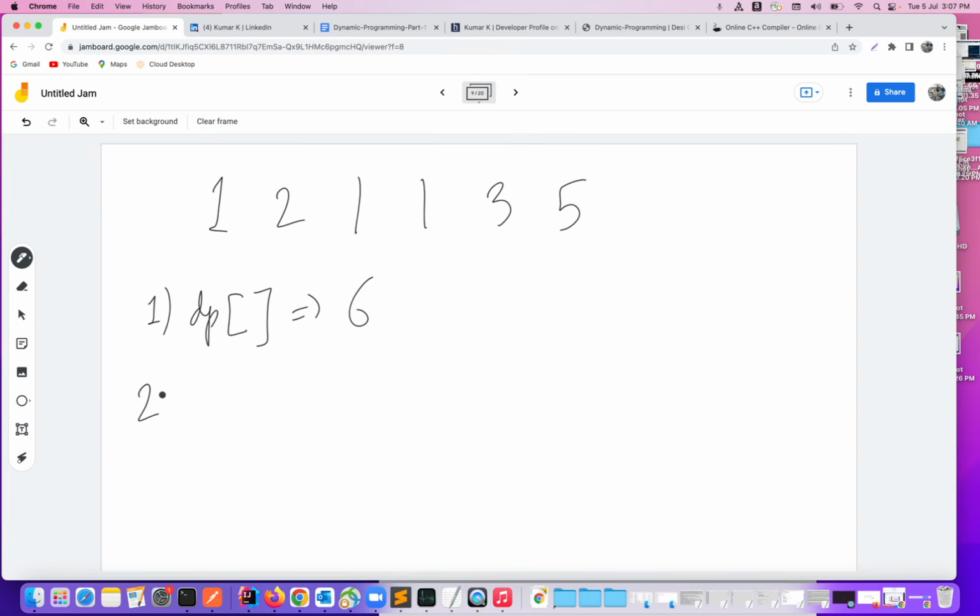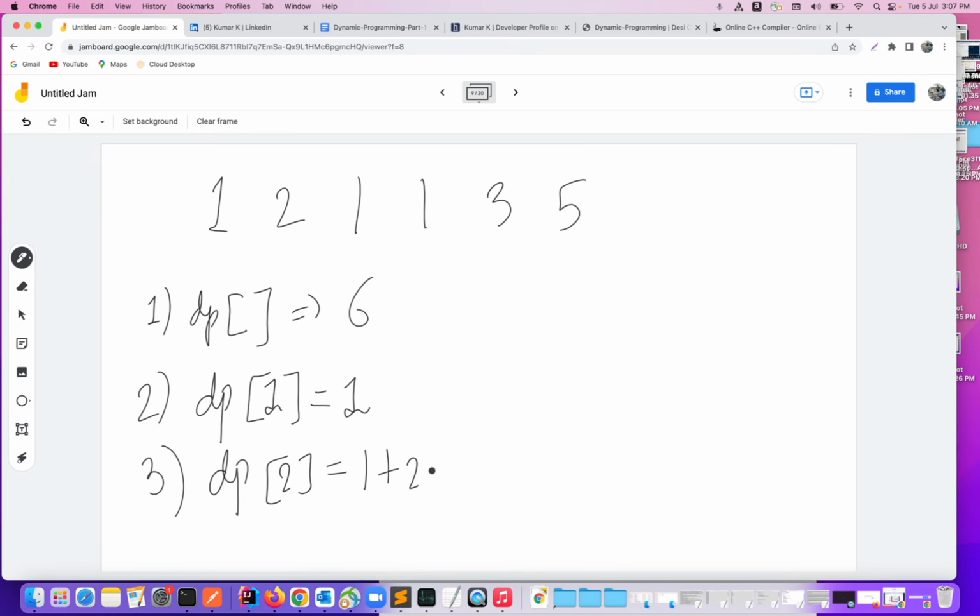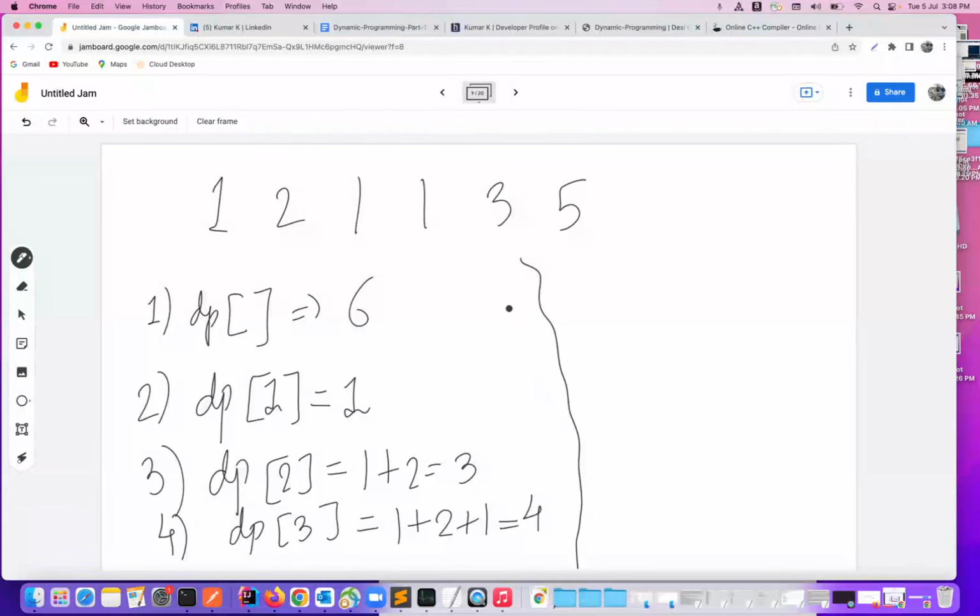The second thing, let's calculate the value of DP of 1. DP of 1 is nothing but the first element, which is 1. Let's calculate DP of 2. DP of 2 is nothing but the sum of the first two elements, which is 1 plus 2, which is 3. Now let's calculate DP of 3. DP of 3 is nothing but the sum of the first three elements, which is 1 plus 2 plus 1, which is 4.